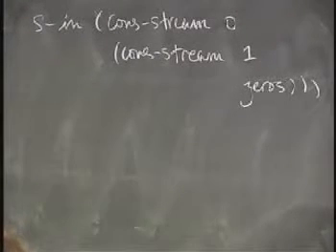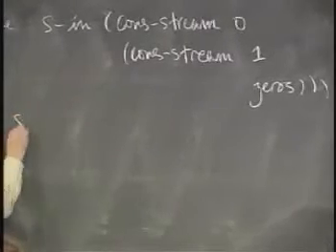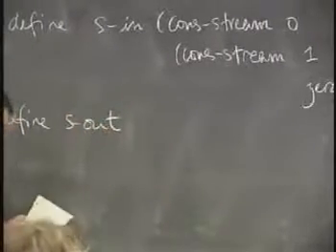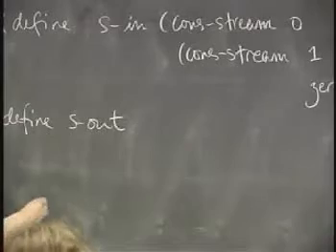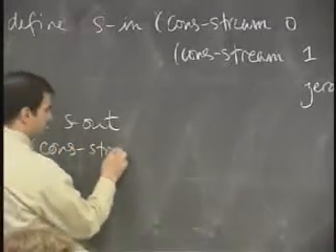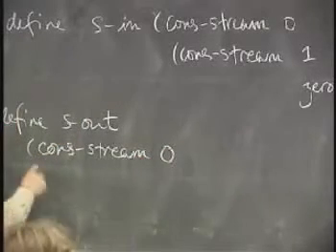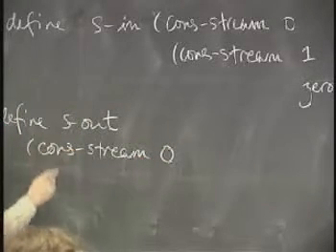And we want to compute the output. That will be as follows. The stream out will be... Now you might ask why I'm doing cons-stream of 0 there. I'll get to that in a second.